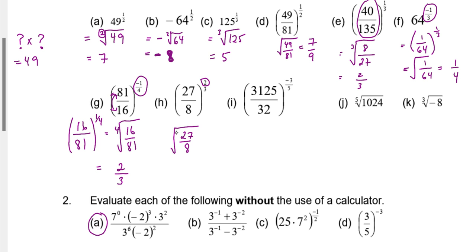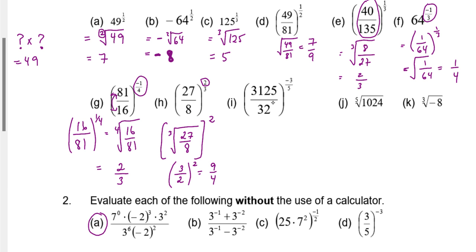So let's make our root sign, put a little 3 at the front, and then we're going to square the entire thing afterwards. So let's take the cube root of 27 over 8. The number that multiplies by itself 3 times to give you 27 would be 3. 3 times 3 is 9, times 3 is 27. And then the cube root of 8 is 2. So we have 3 over 2, and now we have to square that. 3 over 2 times 3 over 2 is 9 over 4.